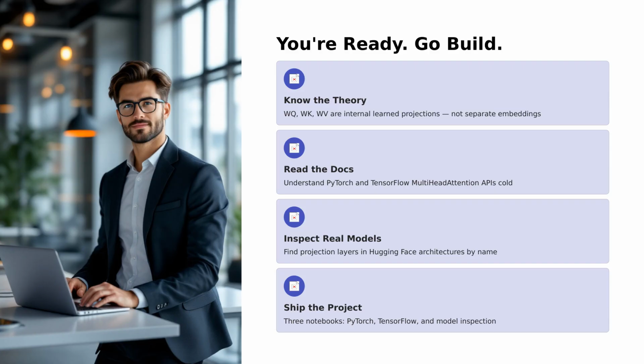You're ready to build. At this point, the key idea is clear. WQ, WK, WV, and WO are learned projection matrices inside the attention layer, not separate embeddings. From here, read the docs until the PyTorch and TensorFlow MultiheadAttention APIs feel familiar. Then inspect real Hugging Face models and locate those projection layers by name. Finally, ship it with 3 hands-on notebooks, one in PyTorch, one in TensorFlow, and one for model inspection.